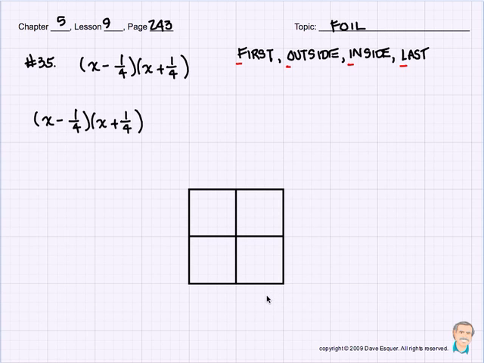Problem number 35 is the quantity of x minus 1/4 times the quantity of x plus 1/4. We have two binomials, and we're going to use the FOIL method to start us off. We're going to use our wacky arrow, so let's see if we can do this.